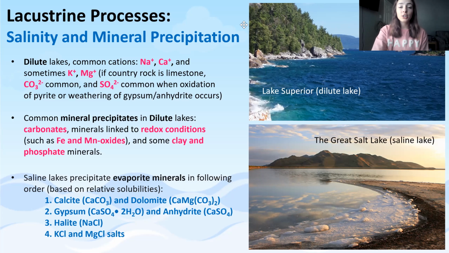Evaporite minerals include calcite and dolomite, which are calcium carbonate and calcium magnesium carbonate minerals, respectively, gypsum and anhydrite, which are calcium sulfate minerals, halite, which is just salt, NaCl, and then potassium and manganese fluoride salts last in the order going from least to most soluble. So therefore, the order in which these evaporite minerals are listed on the slide is the order in which they will precipitate out of solution.